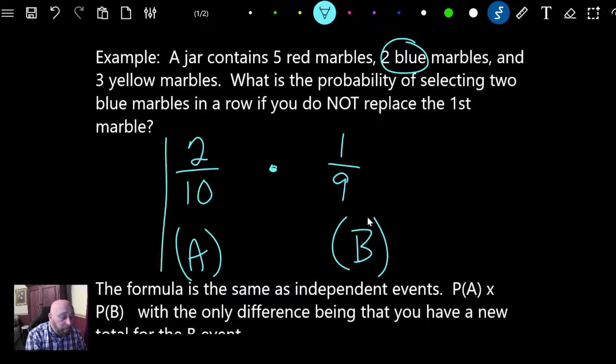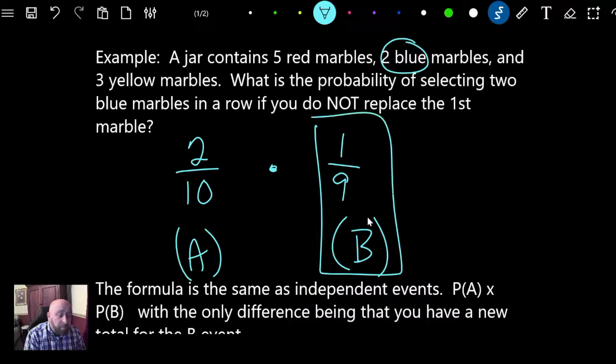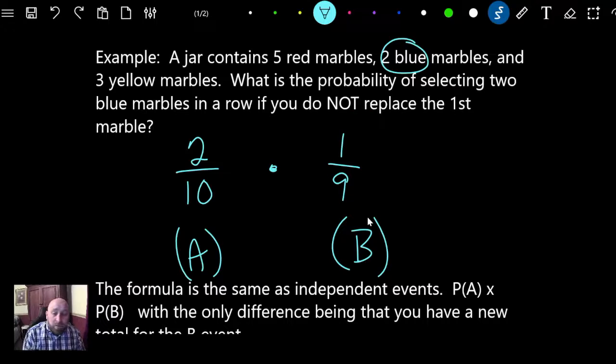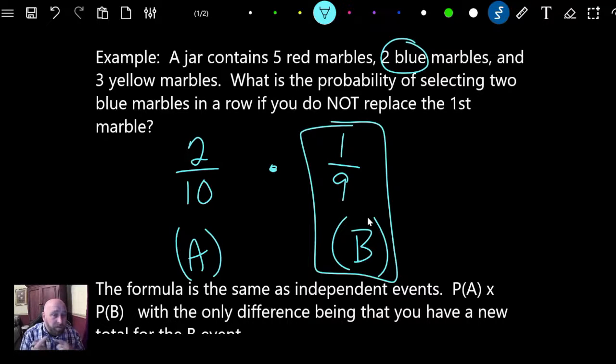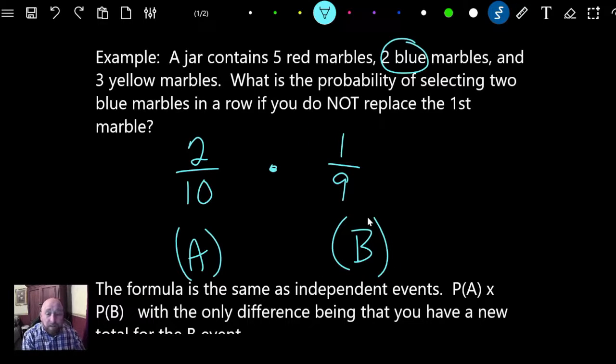So our probability in event A is 2 over 10, because there's 2 blue marbles and 10 total marbles. We take that blue marble out, we put it on the table. Now we do event B. Now there's only 1 blue marble left in the jar, and there are only 9 total marbles left in the jar. So we just multiply. We do it the same as we did with independent events, but the difference is the B event is going to change based on the first event. So let's multiply that.